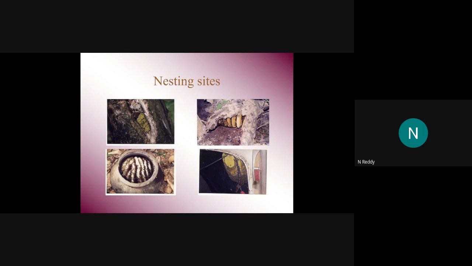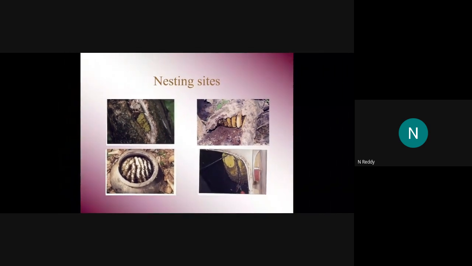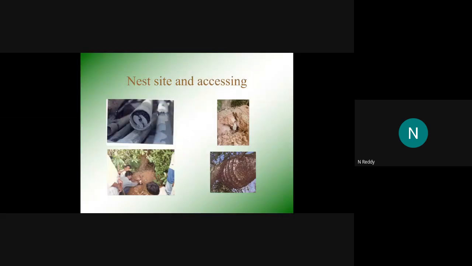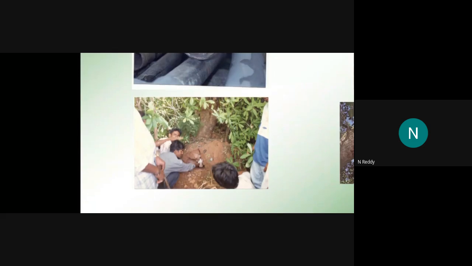They are found in wooden hollows, that is, structures on old trees, or in covered keys, in earthen pots, or in termite nests. These nests are found in pipes. This is an earthen termite nest. A few times they are found on trees also.